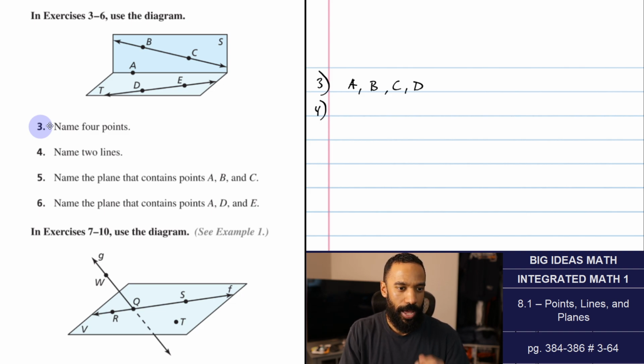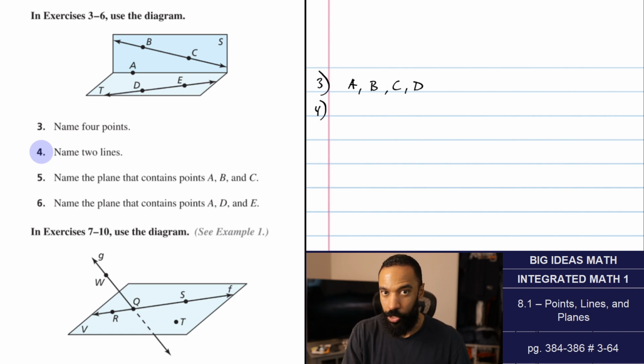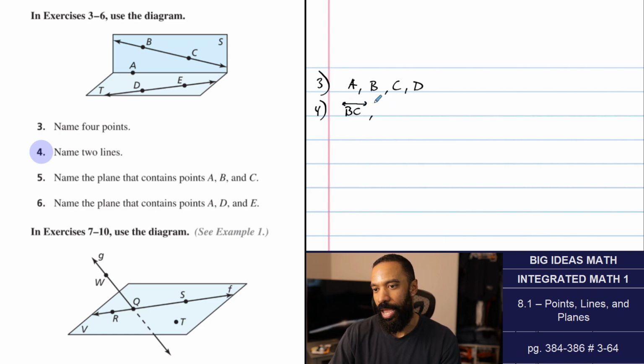Number 4, name 2 lines. I only see 2 lines on here that we can give a name designation to, because other ones that aren't drawn, the planes intersect at a line, but I don't have another letter for it. So we're talking about this line and this line. Now there's more than one way to name these 2 lines. The first one on top I can call line BC or line CB. But make sure you give the line symbol there, which has the 2 arrows above the bar. And then there's line DE, which I can also call line ED.